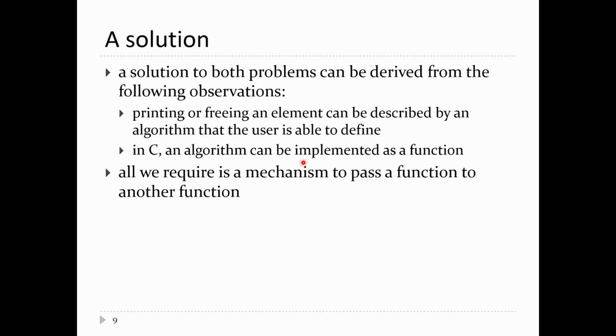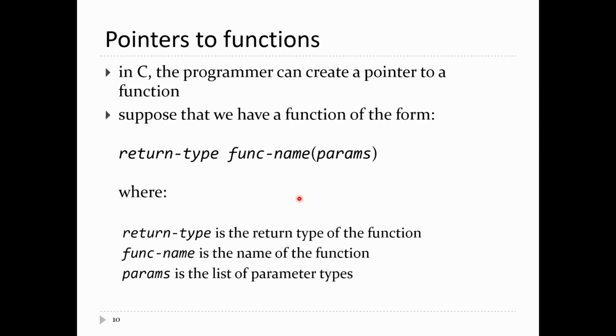But you put those two things together, and you can quickly realize that if you had a mechanism that lets you pass a function to a function, then you can actually solve this problem. So that's what I want to talk about today. So how do you pass a function to a function in C? Well, you have pointers to functions. I mentioned this briefly in one lecture, I think last week. So you can actually create a pointer to a function in C.